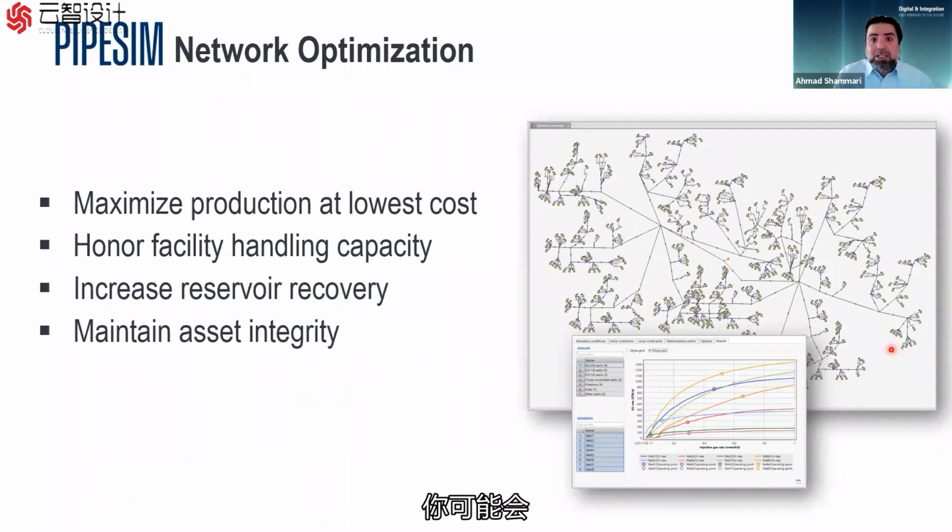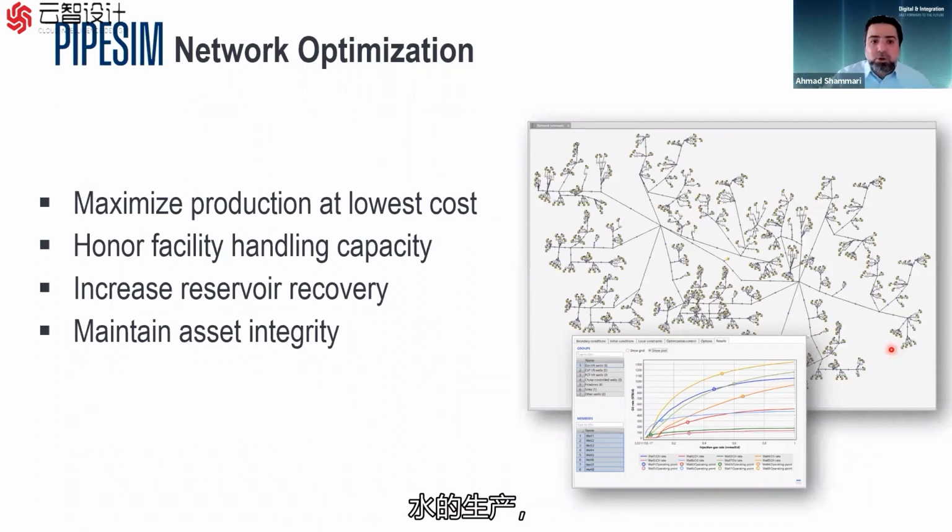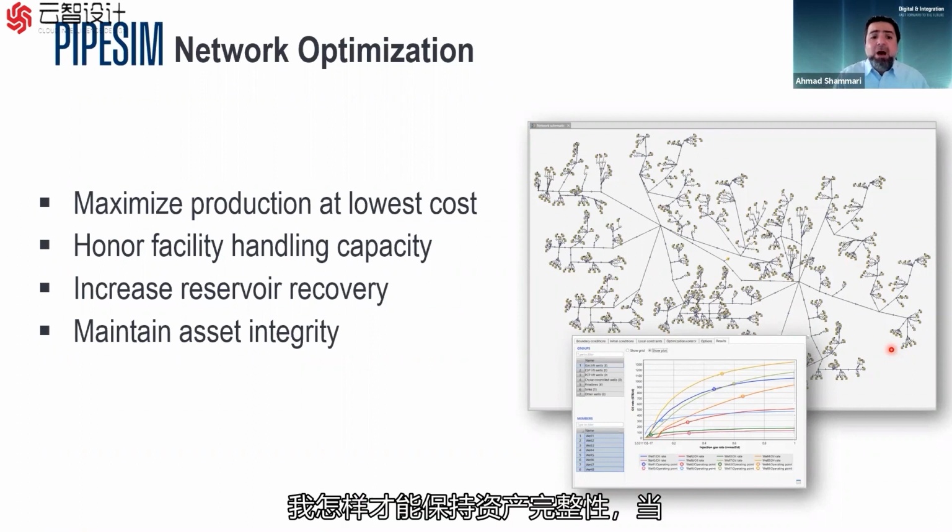So it's a possibility that you might reduce the production, limit the production to say 2,000, for example, and you take much longer time of plateau because you are delaying actually the water production. How can I maintain asset integrity? And when we say asset integrity, we include pipelines, we include wells, and we include even the pumps.